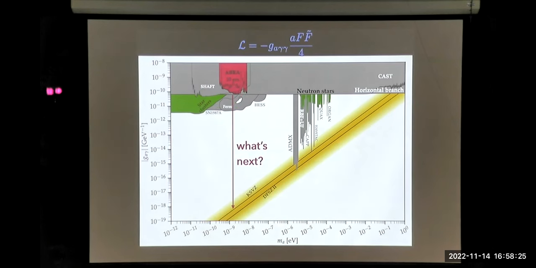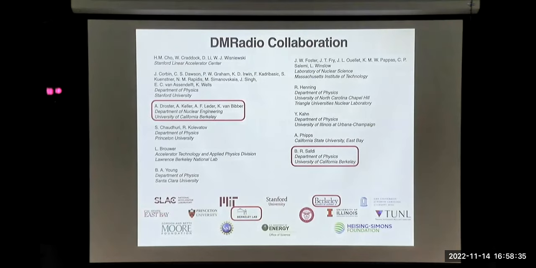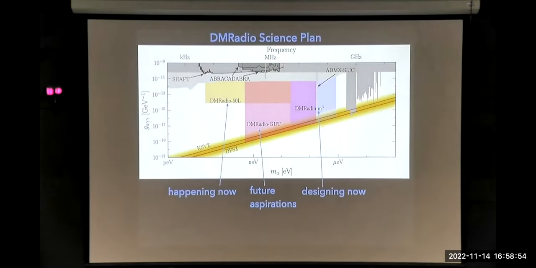So what's next? We want to push down 8 orders of magnitude in coupling to the QCD axion. Luckily, we scale very well with the volume. So following Abracadabra, we formed a collaboration with our experimental colleagues down at SLAC and Stanford, and we're called the DM Radio Collaboration. This includes us at Berkeley, both myself and Carl Van Bibber's group in nuclear engineering, and also Berkeley Lab. And this is our program. We're currently building a 50-liter experiment, which should do this thing in orange.